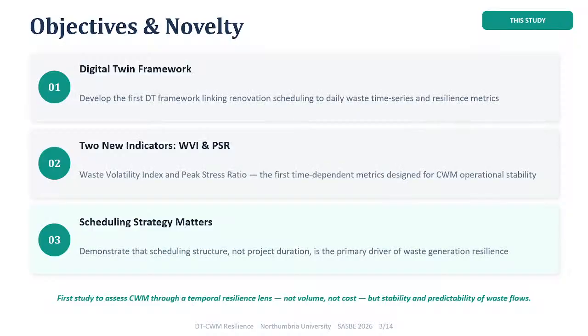So what does this study deliver to address this issue? We have developed an integrated digital framework linking renovation scheduling to daily waste time series and resilience metrics. We have developed two resilience indicators, the Waste Volatility Index and the Peak Stress Ratio, to quantify the construction waste operational stability. And we have investigated the effect of scheduling strategy on waste generation resilience.